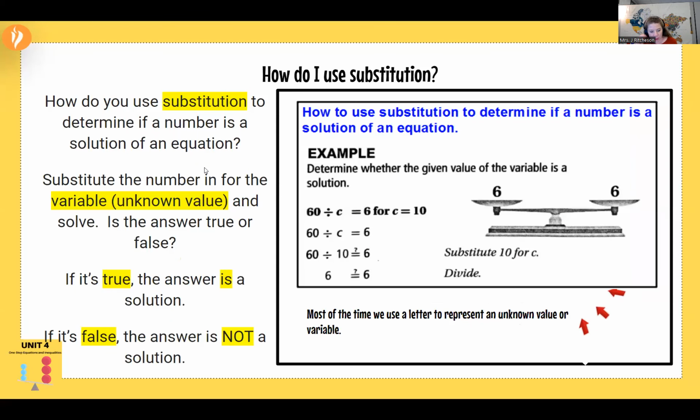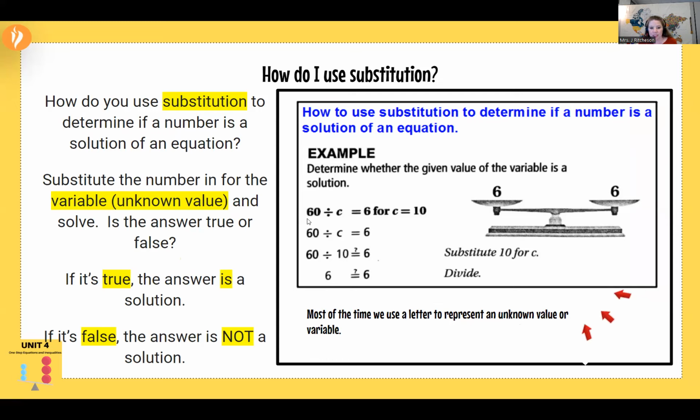All right, so how do I use substitution? To use substitution, you're going to substitute the number in for the variable and solve. You're going to determine whether the answer is true or false. If you get a true statement, the answer is a solution. If you get a false statement, the answer is not a solution.